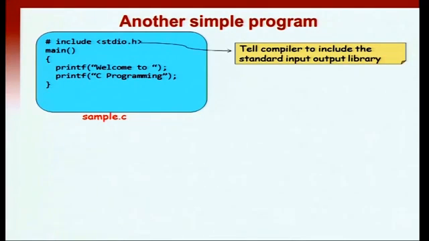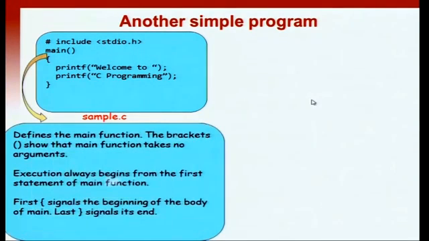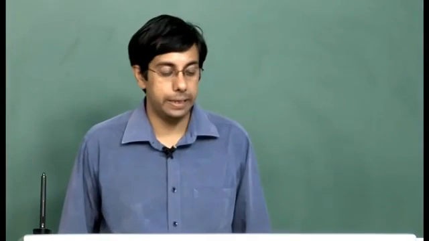So to recap, the first line, hash include stdio.h, tells the compiler to include the standard output library. Then we have the main function. The open and close brackets immediately after main show that main is a function. Execution always begins at the first line of the main statement.